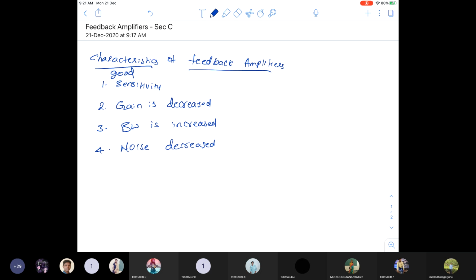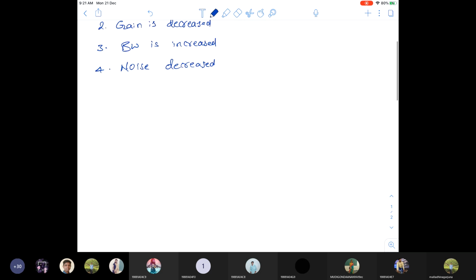There are very small differences between all four feedback amplifiers: voltage series, voltage shunt, current series, current shunt. We have seen how to draw the block diagram, how to calculate the gains and how to calculate the impedance. Till this point all that is over. Now we are going to calculate the output impedance of the four different types of feedback amplifiers.